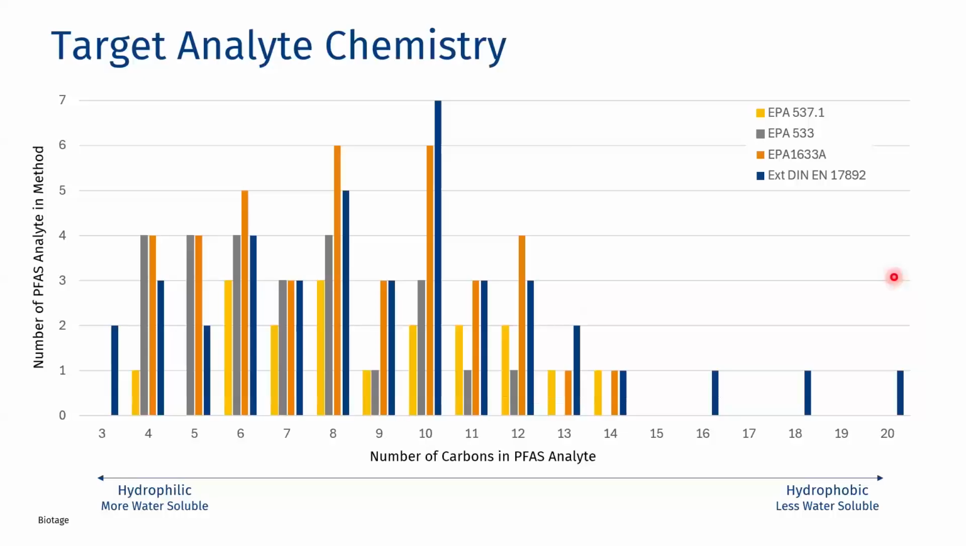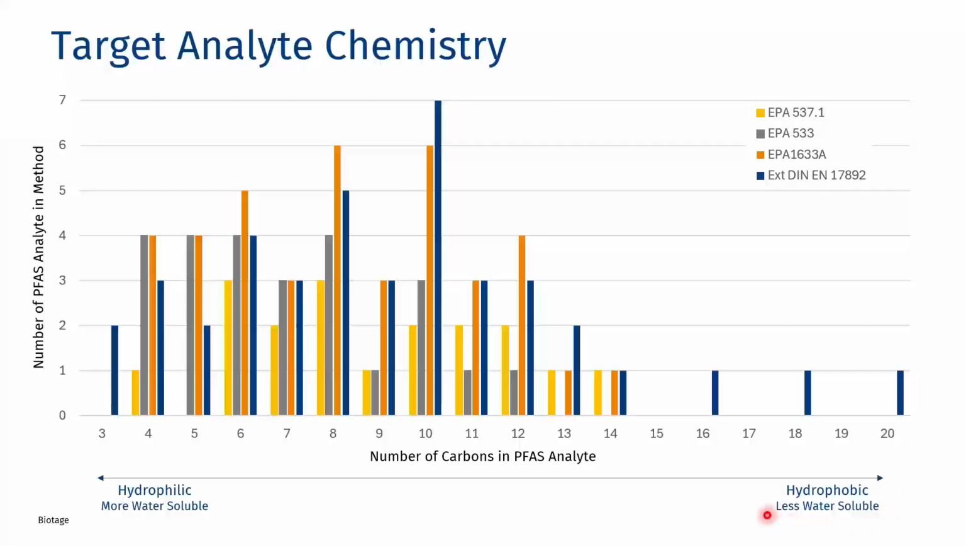But the best way to look at these target analytes is to plot them by carbon number. So here's a plot that gives you an insight into their chemistry. On the x-axis, we have the number of carbons in the chain of the PFAS analyte. And then on the y-axis, we have the number of these analytes that are found in the method. So for instance, in the extended DIN method, there is one analyte that has 20 carbons in its chain. And that's important to understand because that analyte will not be as soluble in water.